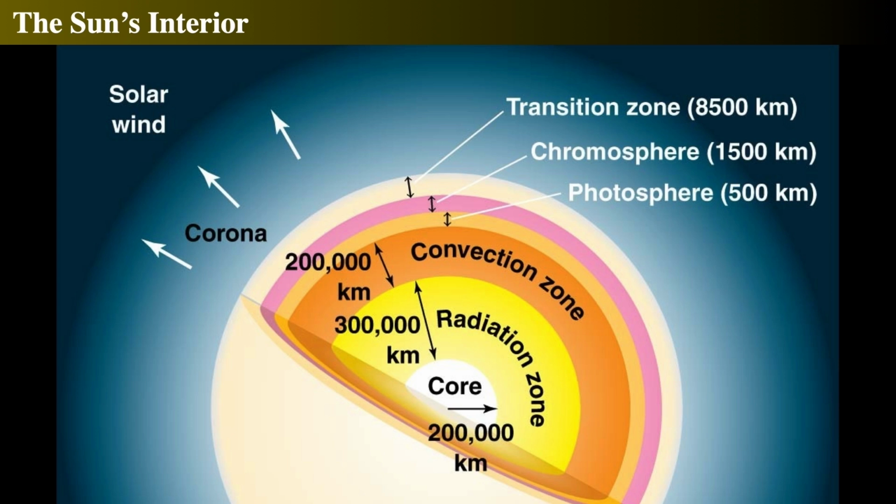But then directly below the photosphere is what we call the convection zone, and it's an extraordinarily deep thing, 200,000 kilometers deep or so. Below that, we have an area called the radiation zone. It has nothing to do with radioactivity. No, it is just where energy is transported via radiation, and that's about 300,000 kilometers. And the core itself has a radius of about 200,000 kilometers.